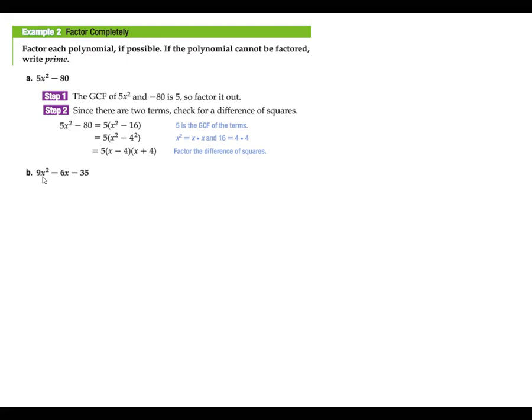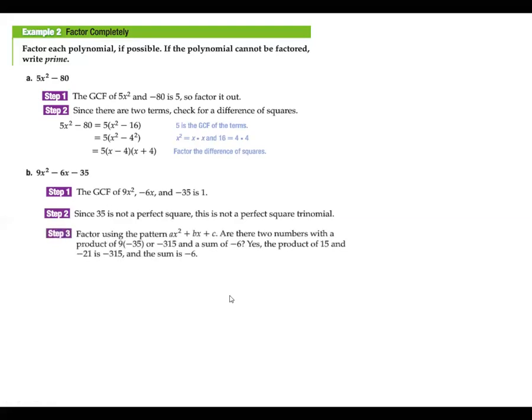Okay? So this one, you have 3 terms, so it's a trinomial. So first thing, we always check to see if there's a GCF. Since the only factor of all 3 of those is 1, there's nothing really to factor out. You don't really ever factor out a 1 very much. 35 is not a perfect square, so it's not a perfect square trinomial.